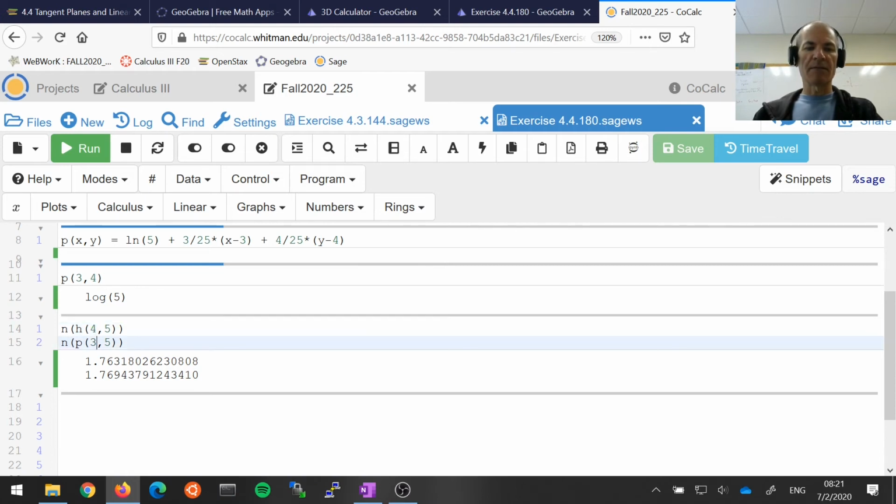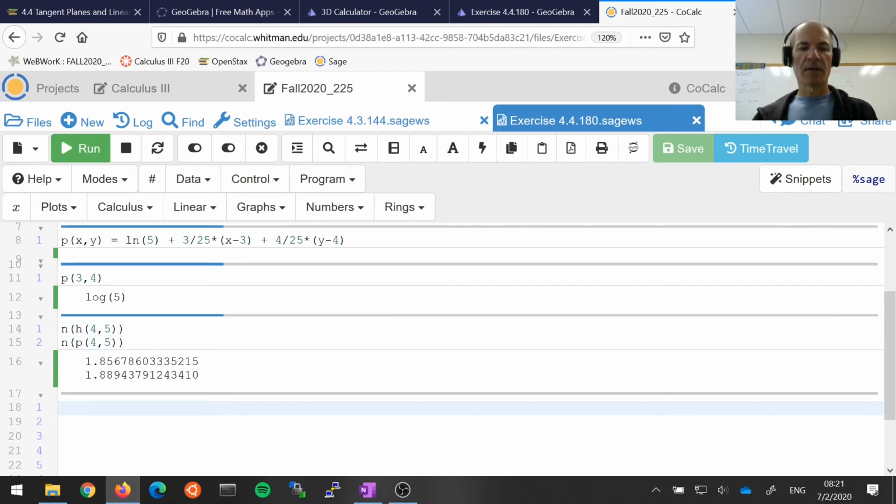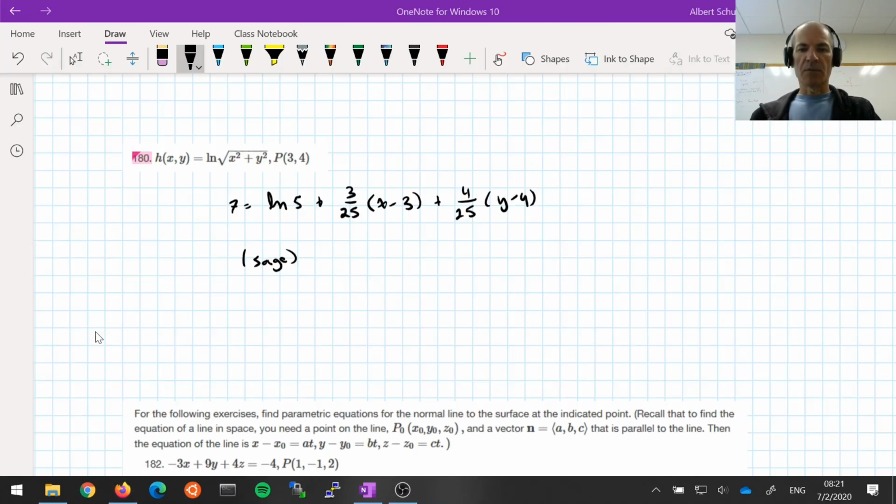We could move a little bit further away, so instead of (3, 4), let's do (4, 5) in both. And even that's not bad, 1.8 in both cases. So that's the idea about using tangent planes to approximate surfaces at the point of tangency or near the point of tangency.